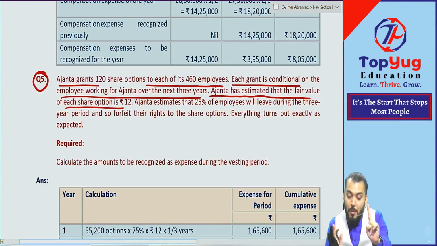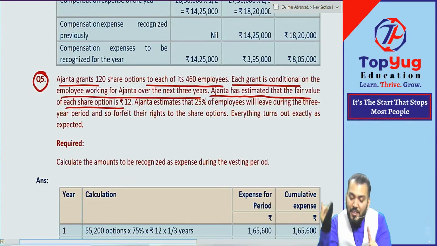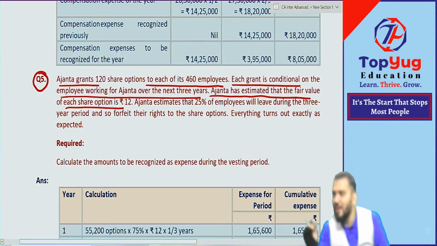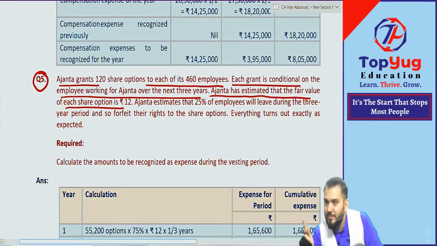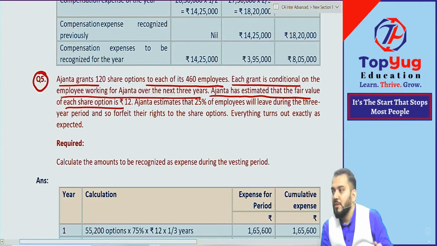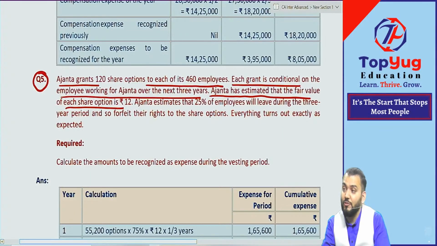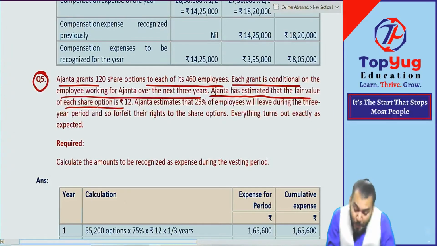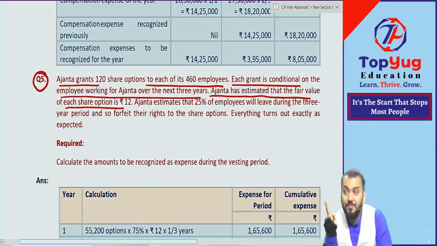Now they have given fair value of option. You can see in this question they have not given market price. They have not given exercise price. We don't want them also. We want fair value of option. They have given fair value of option. Understood? Now suppose if I have not given the concept of fair value of option, you will be confused in this question. Where is the market price? Where is the exercise price? You will be confused. It is fair value of option, not fair value of shares.